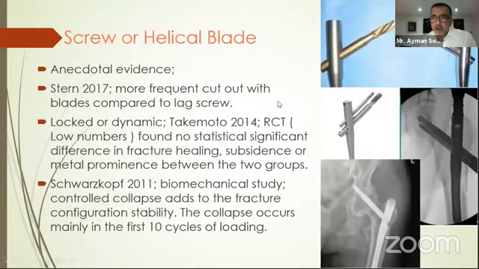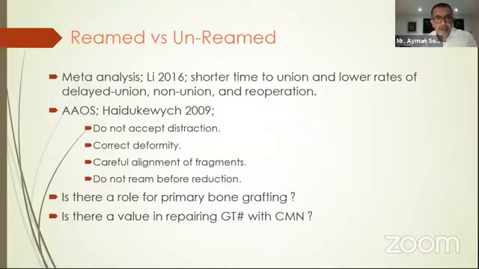Again, regarding your choice of nails, do we use a blade or a screw or a double screw? To say the least, the evidence is anecdotal, and no one can really say which one of these is better. I suspect the nail that you know best is the best nail to use for your fractures. Are we going to use a reamed or an unreamed nail? I think reaming adds to the healing factors within the fracture, and therefore I always ream my nails.